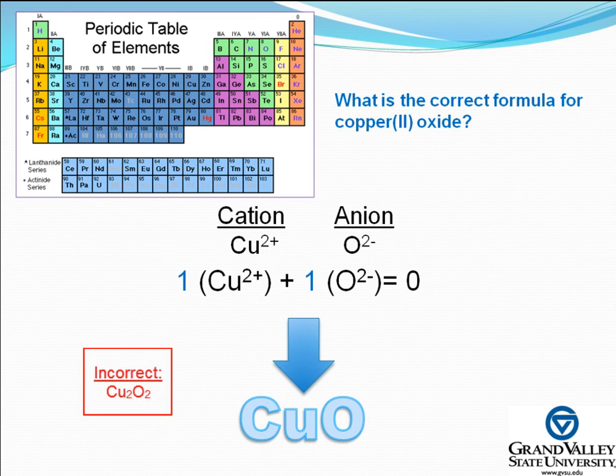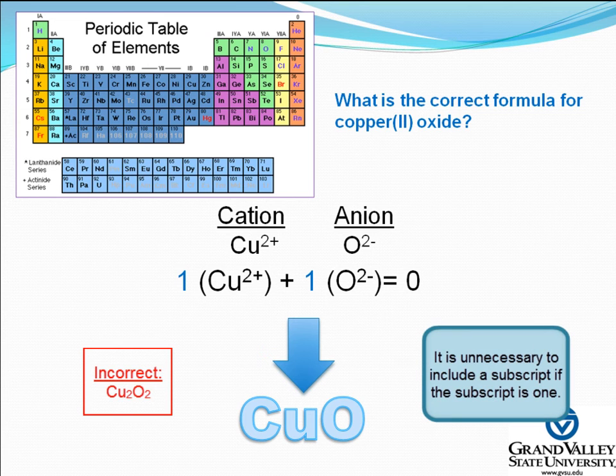It is incorrect to write the compound as Cu2O2 because chemical formulas of ionic compounds are always written as the lowest ratio of elements.